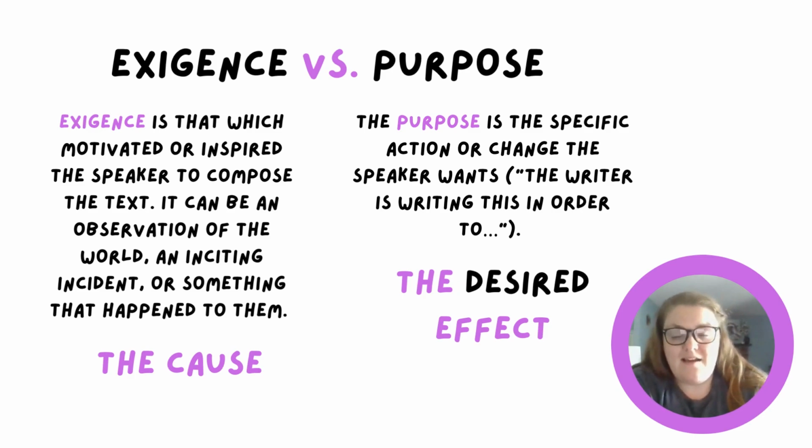For instance, a journalist needs to write an article about a tornado that rips through a small town. The exigence is the tornado itself. That's what made any story, any text relevant and worth telling. The purpose is going to vary by the other components of the rhetorical situation. For instance, if that journalist is from the Weather Channel, they're probably just going to collect data and retell what happened in the tornado.